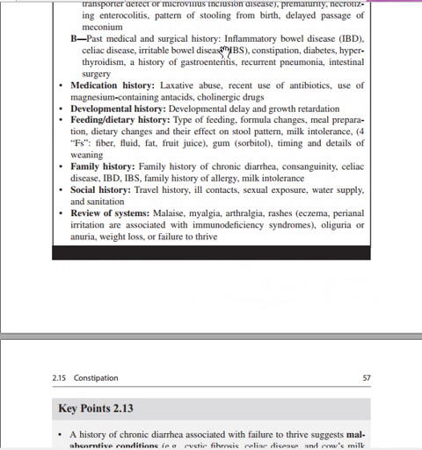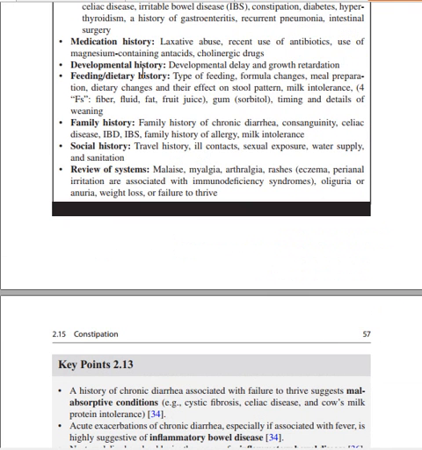Past medical and surgical history: you have inflammatory bowel disease, celiac disease, irritable bowel disease, constipation, diabetes, and so on. You have medication history: laxatives can predispose to diarrhea, and antibiotics can cause antibiotic-associated gastroenteritis, which is Clostridium difficile without blood, and antibiotic-associated pseudomembranous colitis, which is Clostridium difficile diarrhea with blood. You have developmental history, and feeding and dietary history.